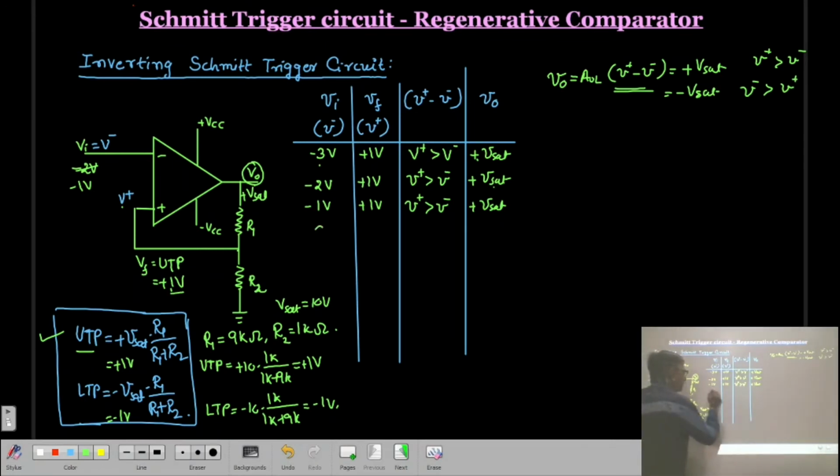Now, suppose your input voltage is 0 volt. So, here we have 0 volt. So, what is the difference? Here again, the V plus is greater than V minus. So output voltage will be in plus V saturation, and my feedback voltage will be plus 1 volt.